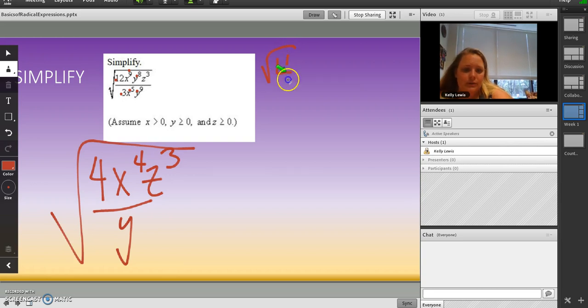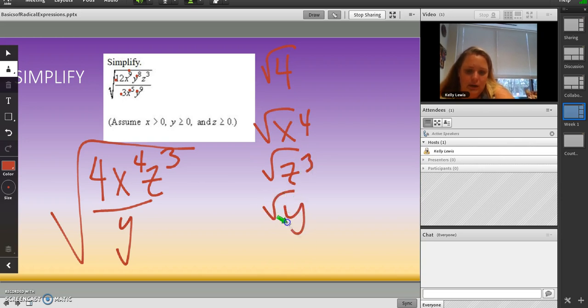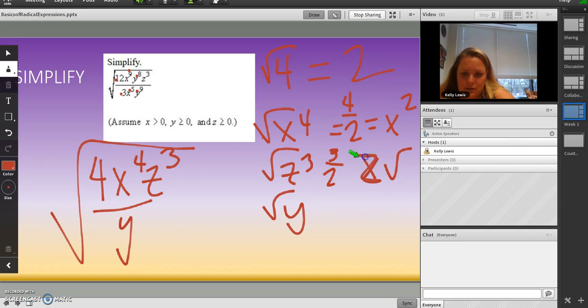So I'm going to do the square root of 4, x to the 4, z cubed, y. Square root of 4 is 2. Square root of x to the 4, we're going to do 4 divided by 2, so it's really x squared. Z cubed, so 3 divided by 2 is 1. Oops, z, with 1 left over. And then the y, we can't do anything, so he stays.